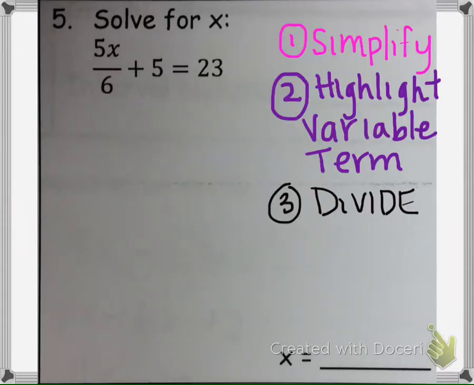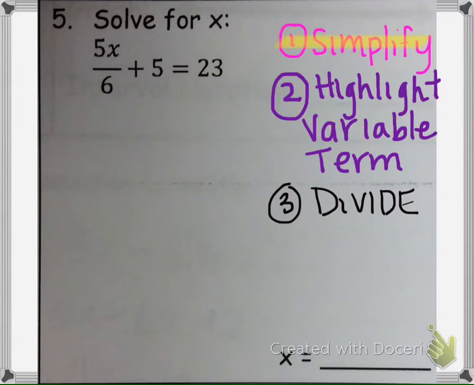Okay, so our first step is always to check the left and the right to see if there's anything we can simplify. So for this problem, we're going to go ahead and skip that step because there's nothing to simplify. We can't put 5 sixths x with 5. We can't add those together because they are not like terms.